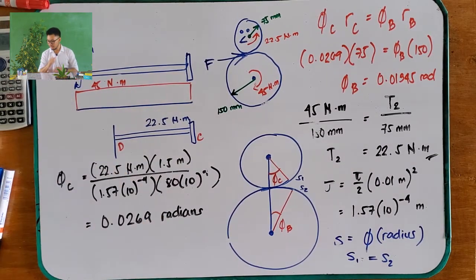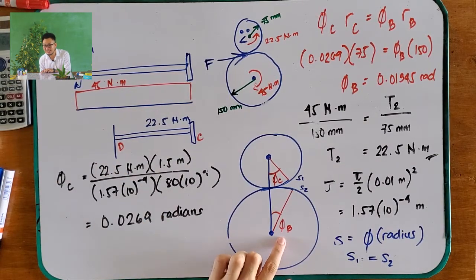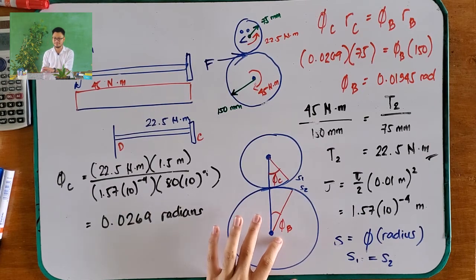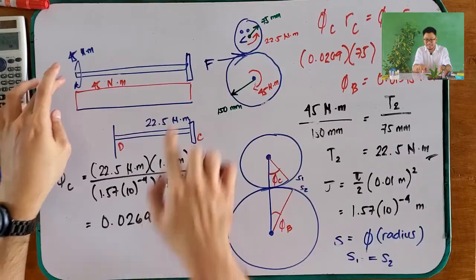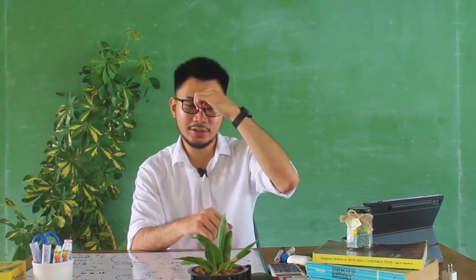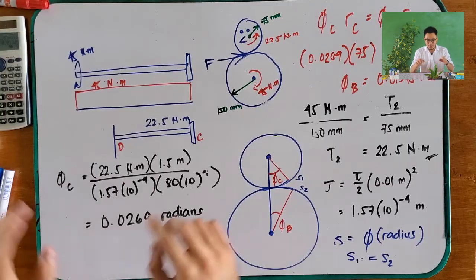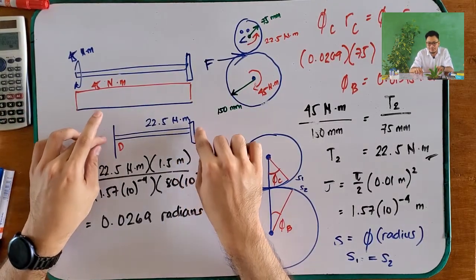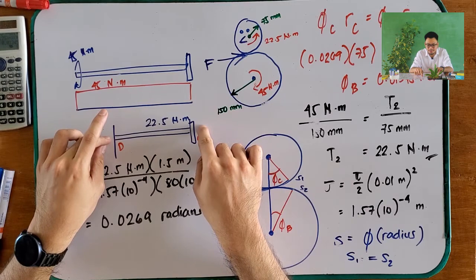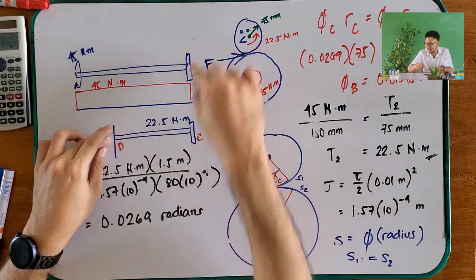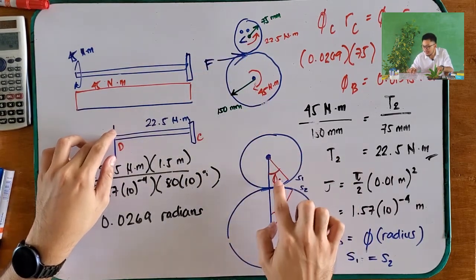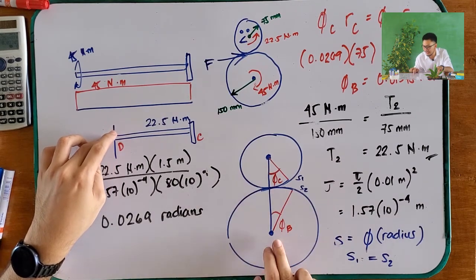Oh my gosh. Okay. So this one is 0.01345. Okay. Let's proceed. What are we looking for? We are looking for the angle of twist at end A. So, because it deforms, it has an angle of twist. Because of its deformation, it rotates our phi C. Therefore, it rotates our phi B.